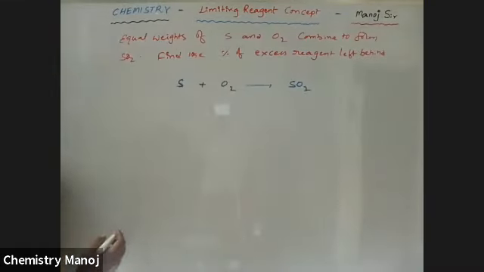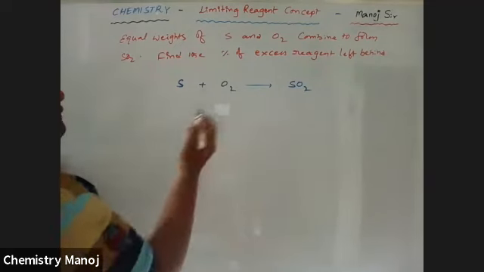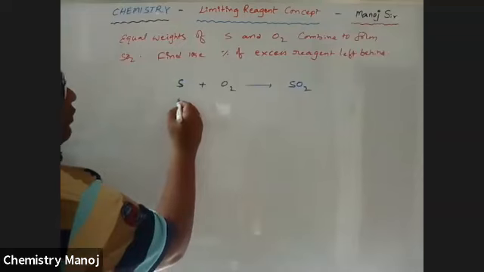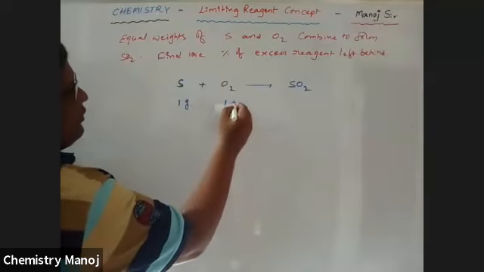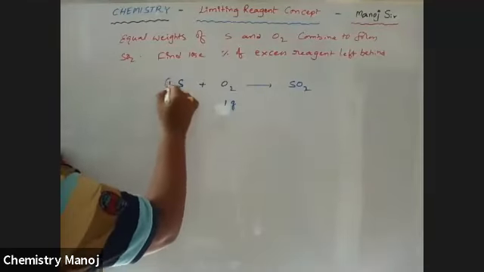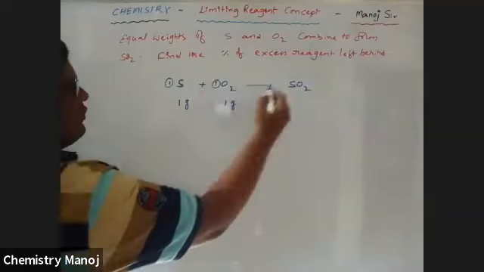It is the balanced equation. Now equal weights of sulfur and oxygen are taken here. Equal weights are given to you, so 1 gram of sulfur reacts with 1 gram of oxygen. As per this knowledge, 1 mole sulfur reacts with 1 mole oxygen to form 1 mole SO2.